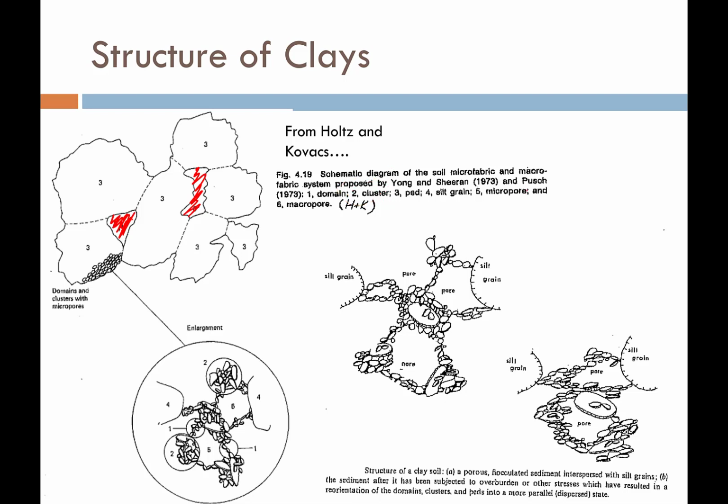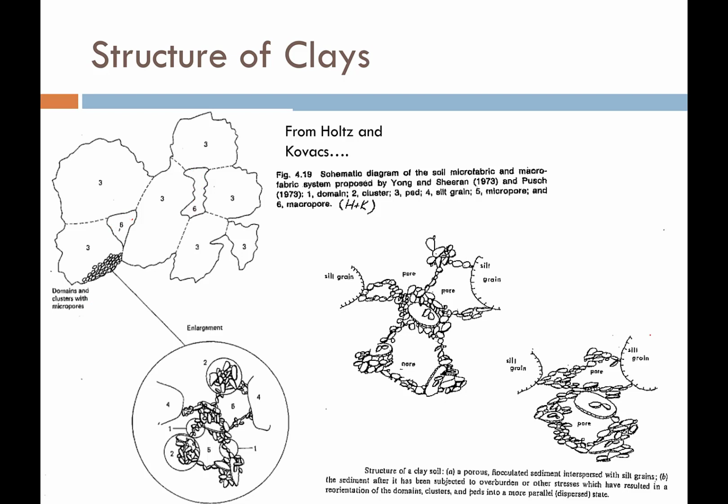And then within this matrix of clusters and domains and silt grains, we can have what we call micropores. Micropores are the empty spaces in between the PEDs. They're very, very small, but they represent empty space. And then, like I mentioned before, you can still have these macropores, like this number 6, so you can have a pretty big void space.